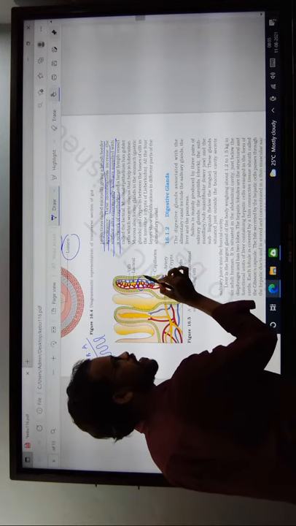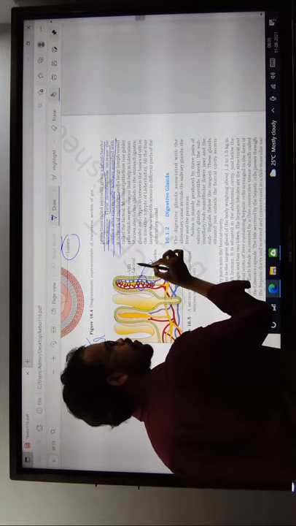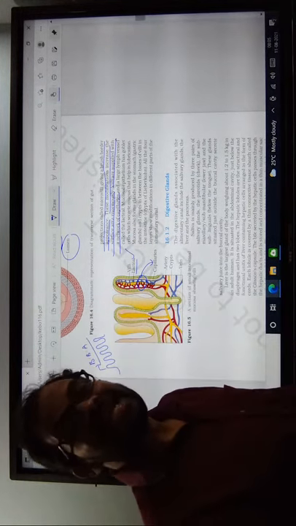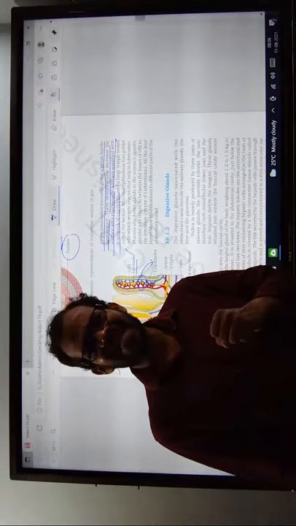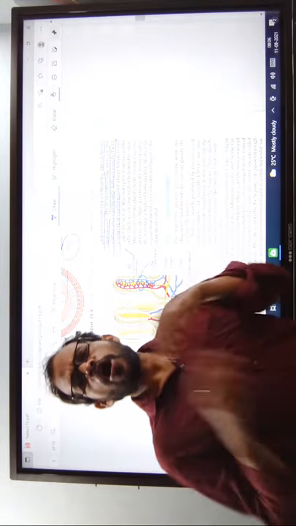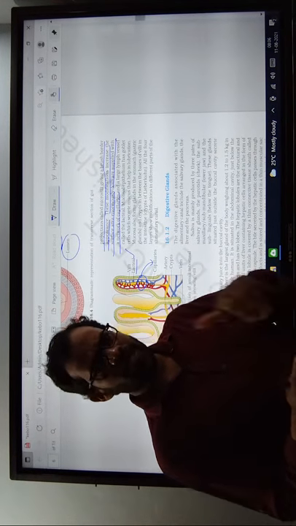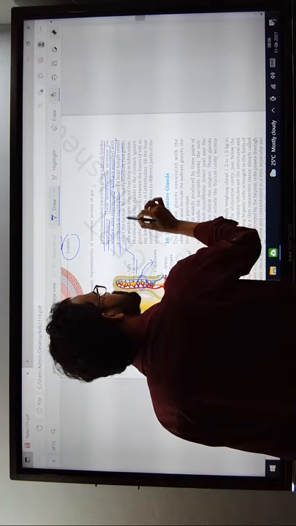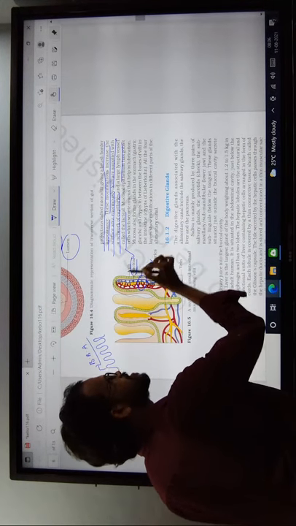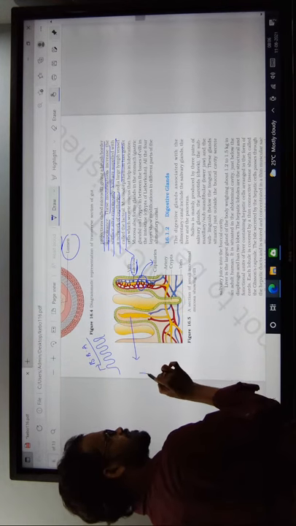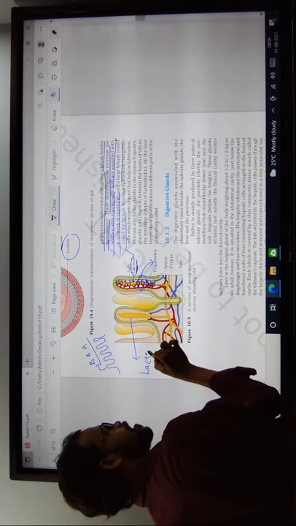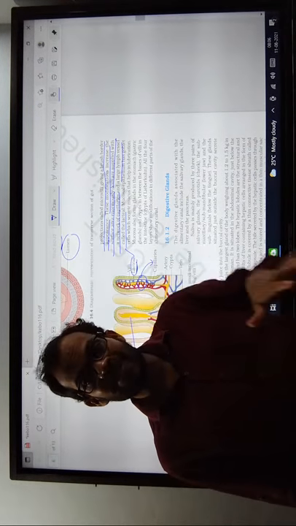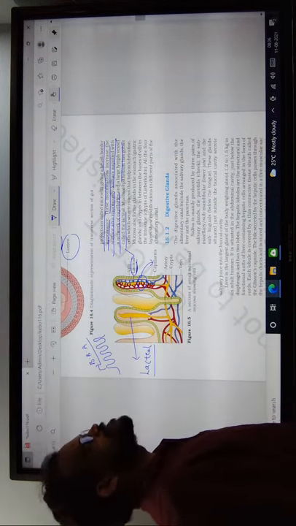This villi is supplied with a network of capillaries and also large lymphatic vessels, which are known as lacteals. What is the function of these lacteals? Absorption of large fat molecules. These large lymphatic vessels located in the small intestine are known as lacteals, and they absorb fat molecules.